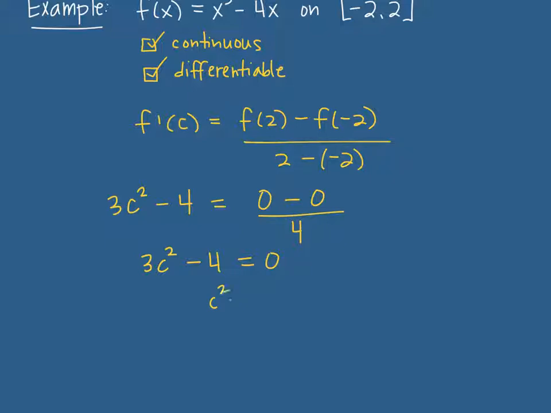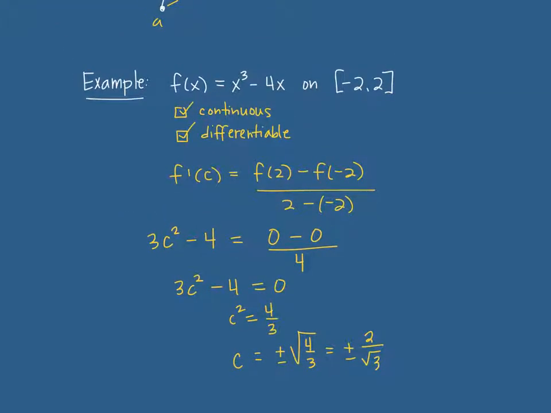So c squared is 4/3. And so c is the two values, plus or minus the square root of 4/3, which we could simplify as plus or minus 2 over the square root of 3. So there happen to be two values, both of which fit within the interval. And if I were to draw this, I should be able to figure out that a secant line that connected the endpoints of this graph would be parallel to a tangent line that I created at that graph. Okay, let's try another one of those.